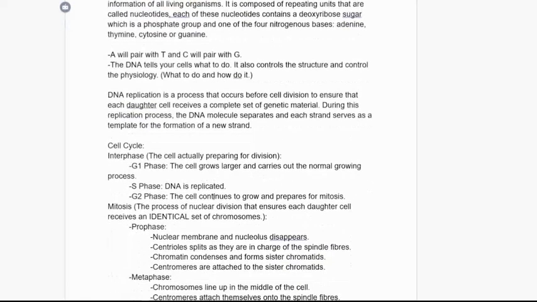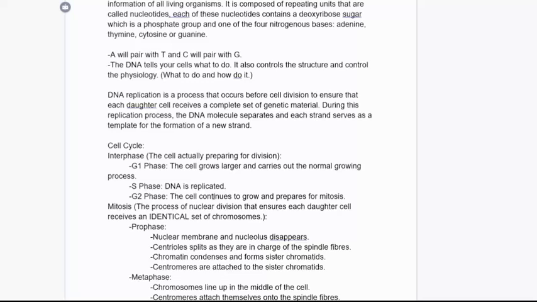So here's a review of the cell cycle, which was mitosis from grade 9 and 10. So we have interphase. This is when the cell is growing. The cell grows larger and carries out normal growing processes. And then the S phase, the DNA is replicated. In the G2 phase, the cell continues to grow but prepares for mitosis.